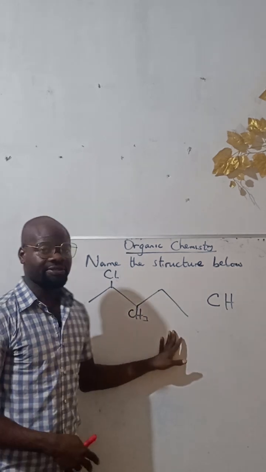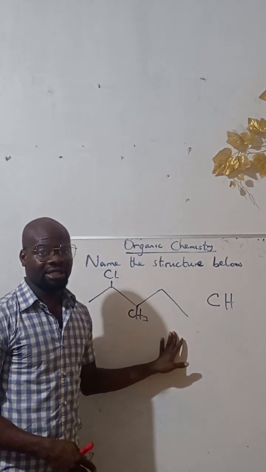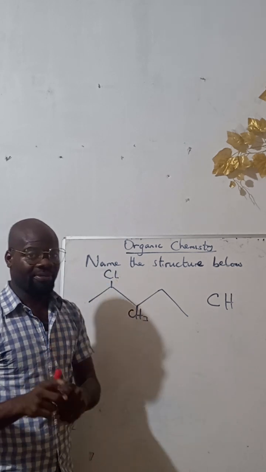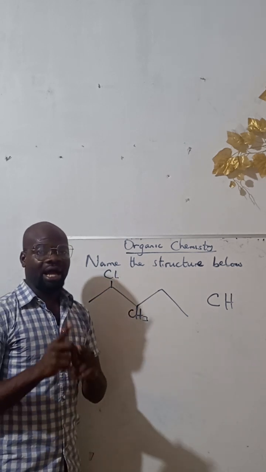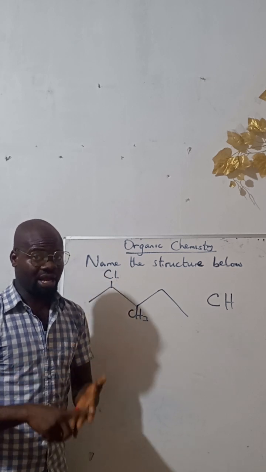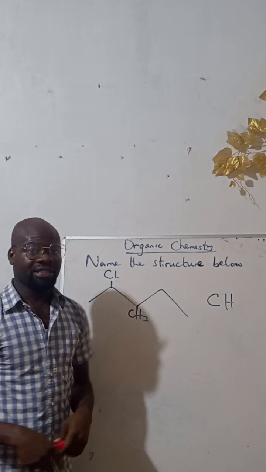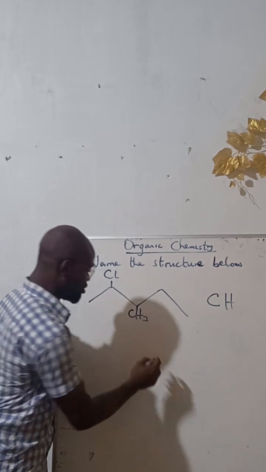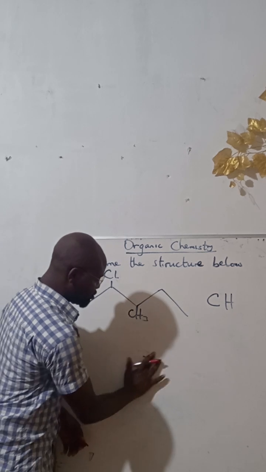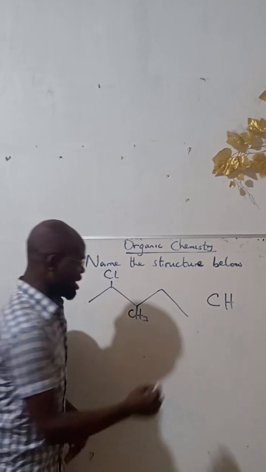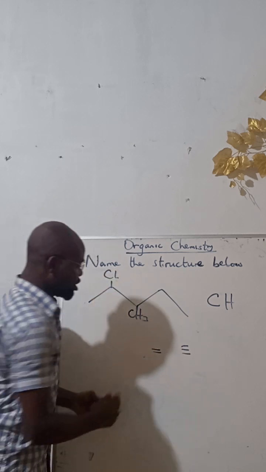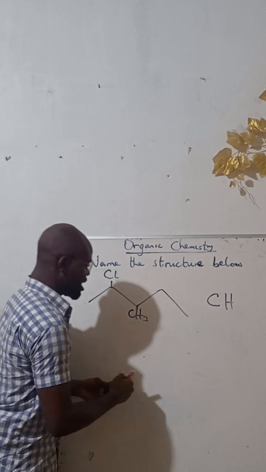Looking at this, you will see that this is an aliphatic hydrocarbon. There's something about aliphatic hydrocarbon: alkane, alkene, alkyne. Alkane has a single bond, just one bond, no double bond anywhere. Alkene has a double bond and alkyne has a triple bond.